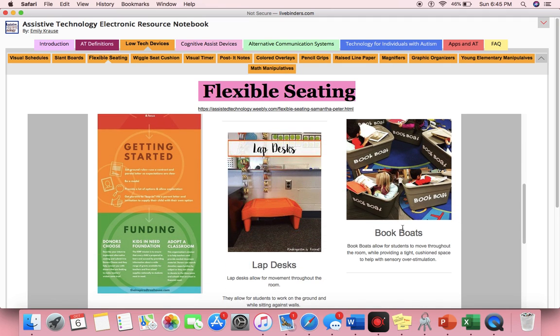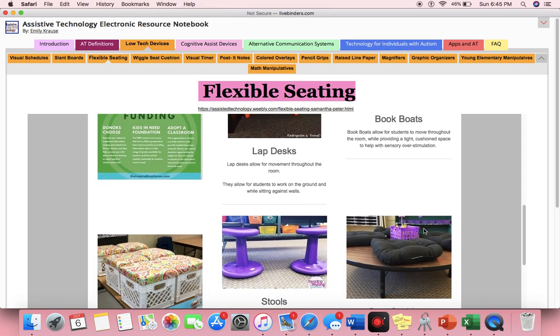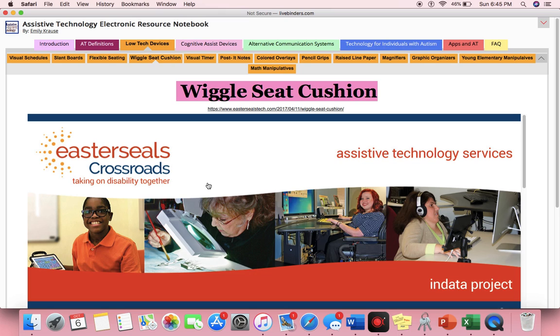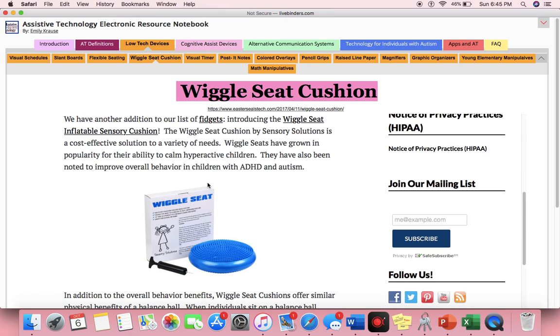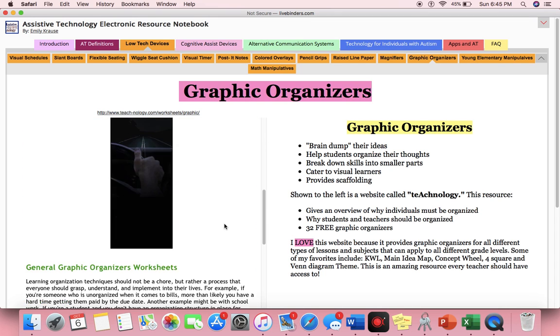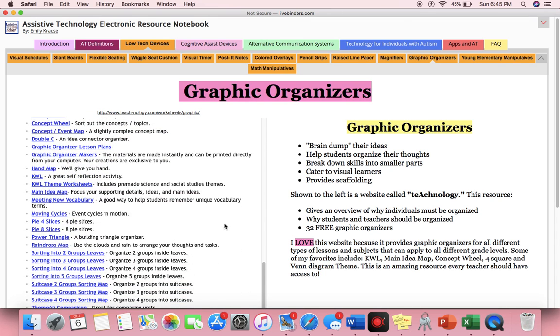I personally love the book boats. I'm definitely taking that back to my first grade co-teacher. I also then went ahead and included wiggle seat cushions specifically because I would say about 50% of my classrooms at the school I teach with have wiggle seat cushions. So this kind of explains what they are and why we need them. I also really enjoyed the graphic organizer low-tech devices. People sometimes don't realize that those are low-tech assistive technology, and this specific website gives 32 different types of graphic organizers, which is so amazing.